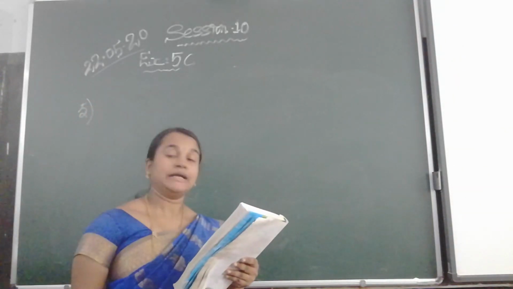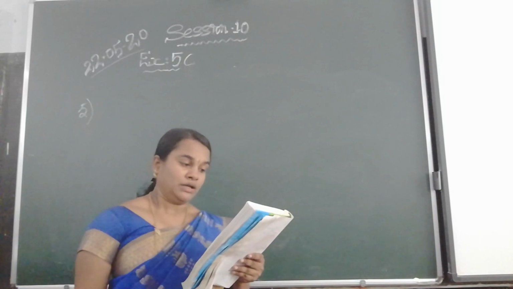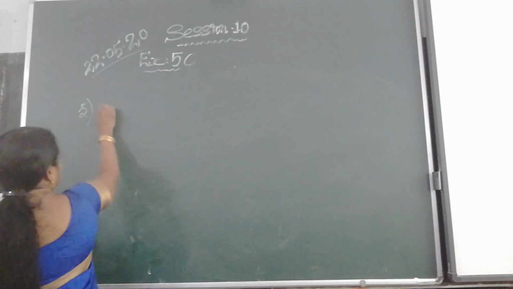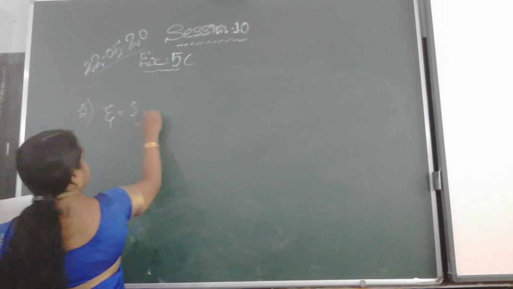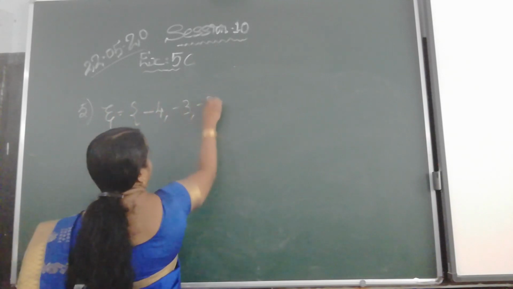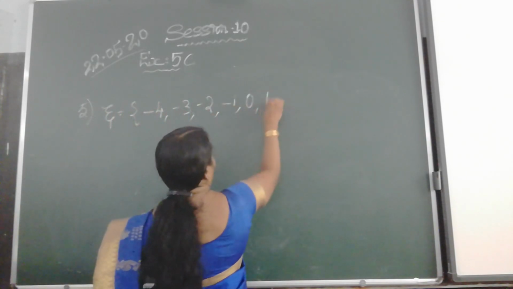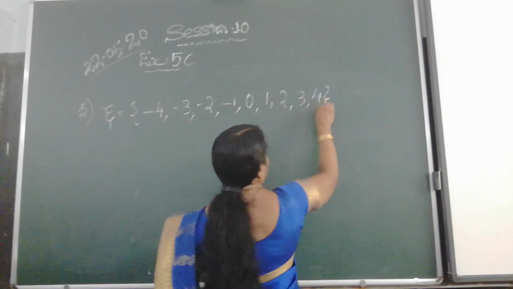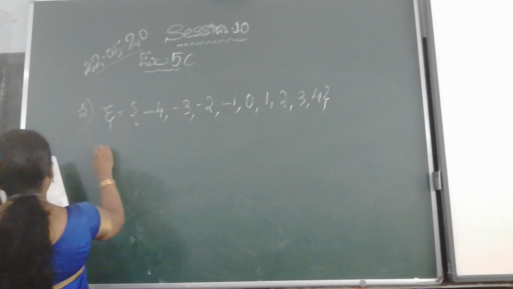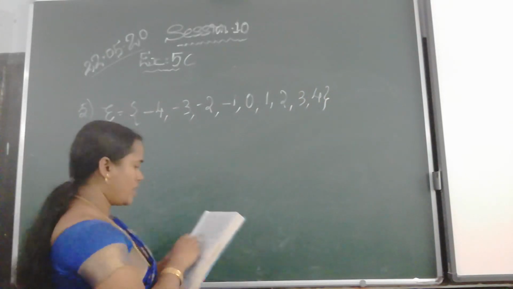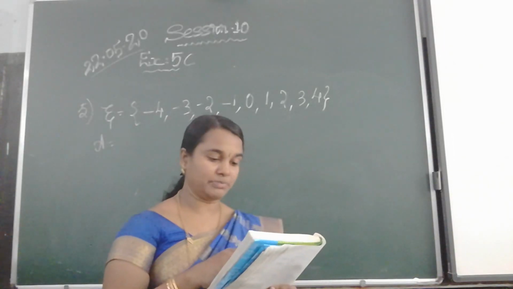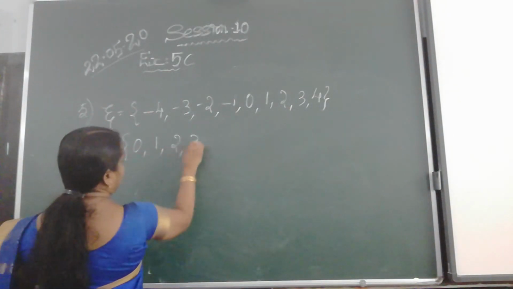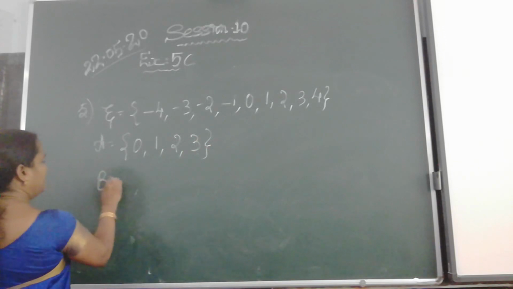The universal set is given, it is integers. x is greater than or equal to -4, so -4 also we have to take. So I am just writing the universal set, not the question: -4, -3, -2, -1, 0, 1, 2, up to 4, and the equal sign is also given, so 4 also we have to write. Then A: A is the whole numbers less than 4. Whole numbers means 0, 1, 2, 3, up to 3. And B, what is given?